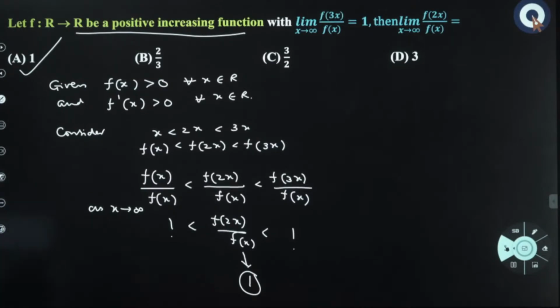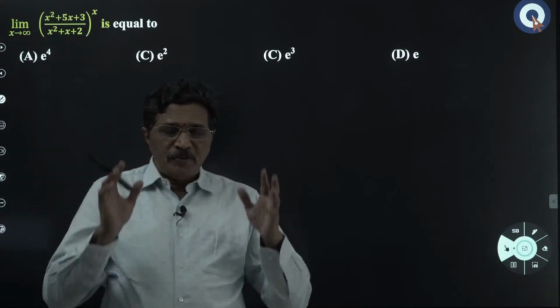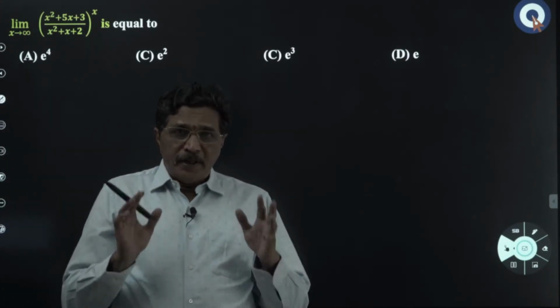Okay, then limit x tends to infinity, x square plus 5x plus 3 by x square plus x plus 2 whole power x. So recall your memory, you must have done this problem. So let us do it once again.